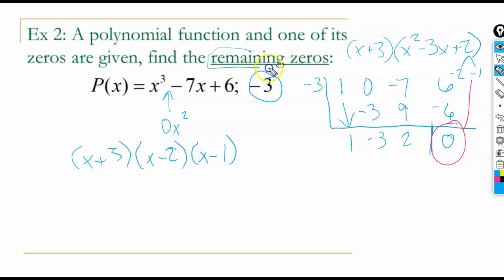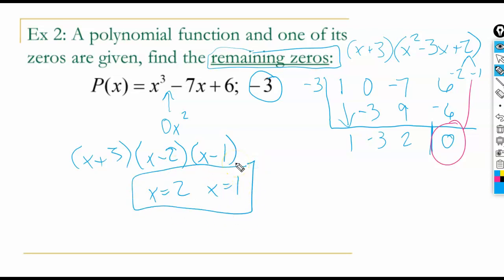And if I'm finding the remaining zeros, the remaining solutions, I just need to set those equal to 0. So x is equal to 2 and x is equal to 1. That will give me the other two zeros. Again, remember our fundamental theorem of algebra. If the degree is 3, it has to have 3 zeros. It has to have 3 roots. So this was one of them, and these were the other two.